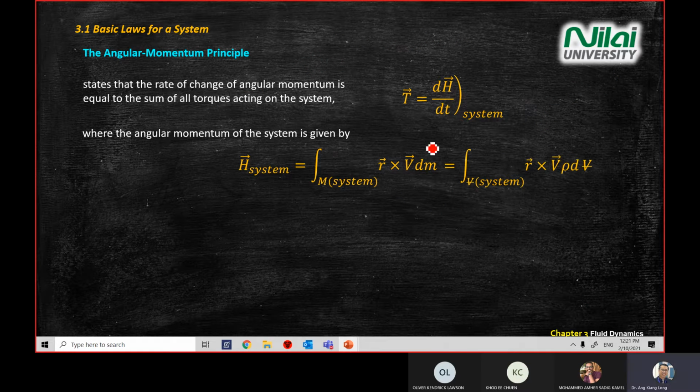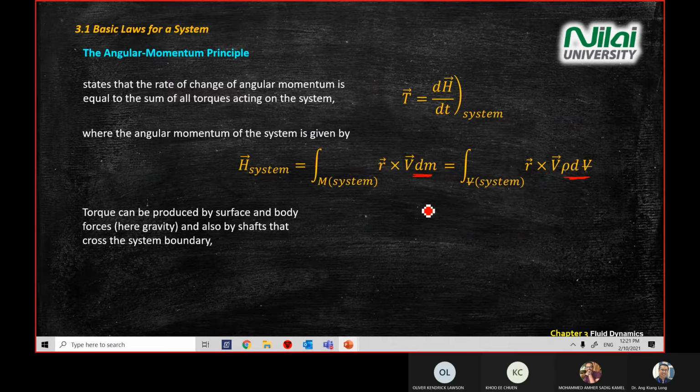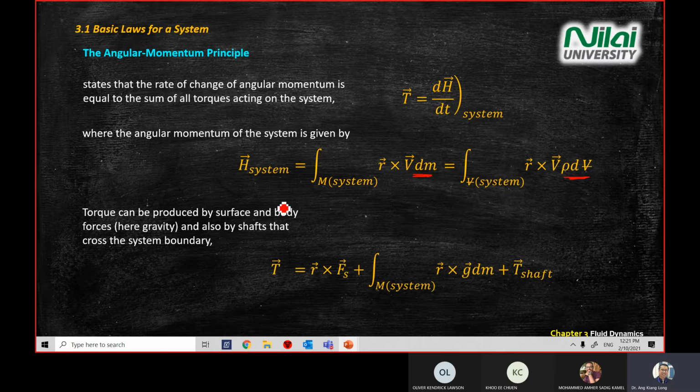So we just expand what we learned so far. dm equals rho dV. Another equation for torque can be linked up with the Fs, which is the shaft of the system. If you have a shaft, then you use the equation at the bottom, this one.